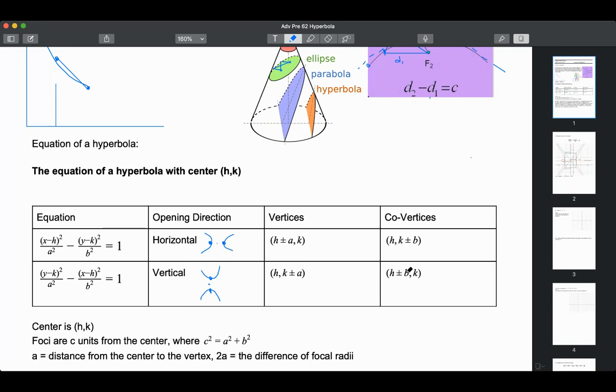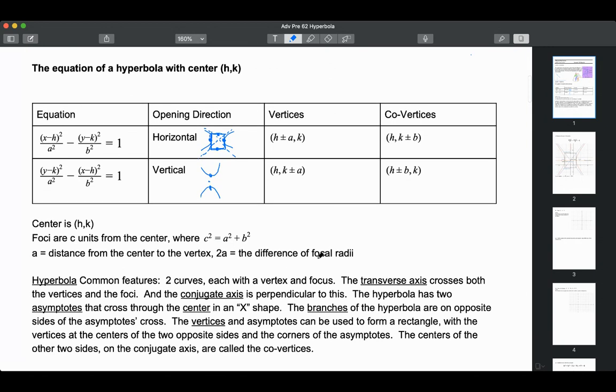Now the co-vertices, well, remember I told you that there were asymptotes? So I've got my asymptote coming in this way, my asymptote coming in this way. The asymptotes cross at the center. If I go through my vertex up until I hit the asymptote, both ways, and then come across, do the same thing to make a rectangle. Well, now these points directly above the center, those are my co-vertices. So let's look at some of these equations.